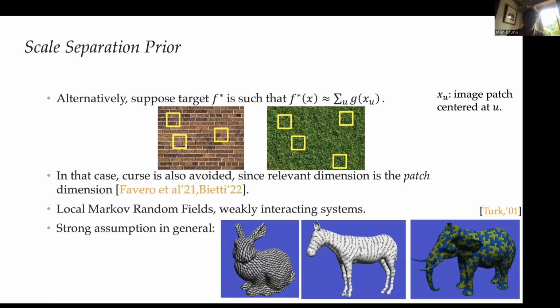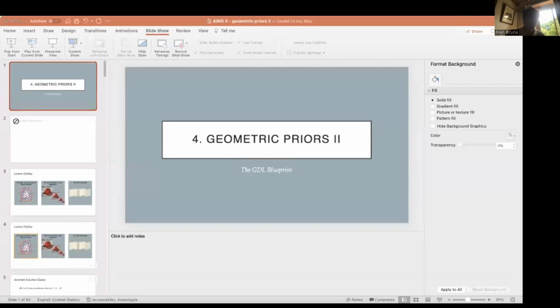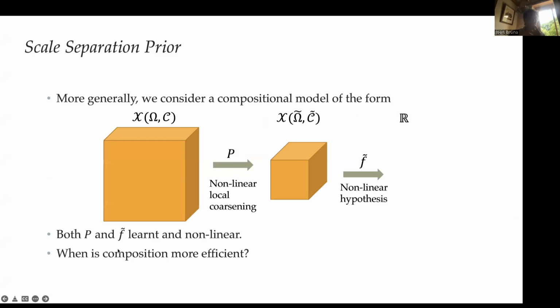But neither of these two assumptions seems realistic enough. There are always problems where none of these assumptions is going to be true. So more generally, we can consider a mix of the two, a notion of compositional model. We can think about our function f that we are trying to learn as a composition of two functions. First we have a step that we call P, or a coarsening.